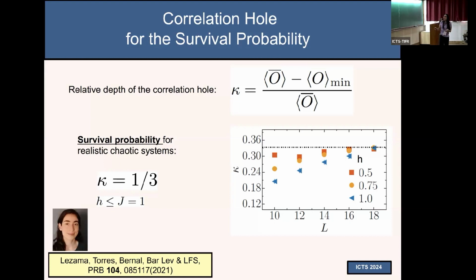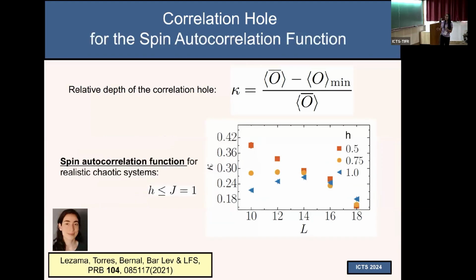What happens now with the spin autocorrelation function? If you play with small system sizes, it looked like the hole was there. But as we increase much more, above 16, we start seeing that it was decreasing. So it is indicating that the correlation hole will disappear for the spin autocorrelation function.